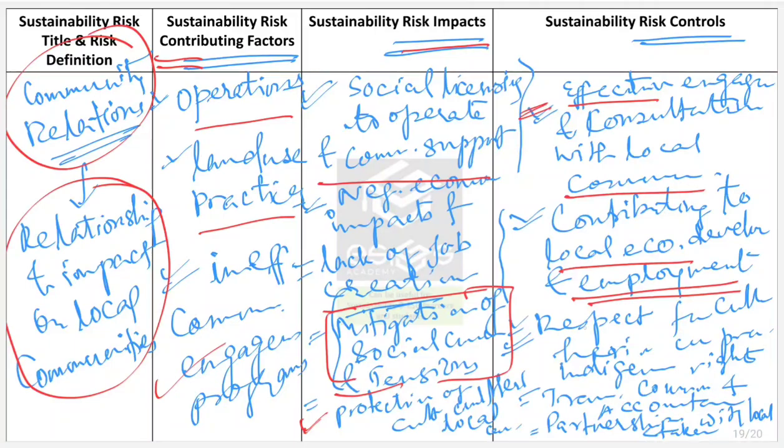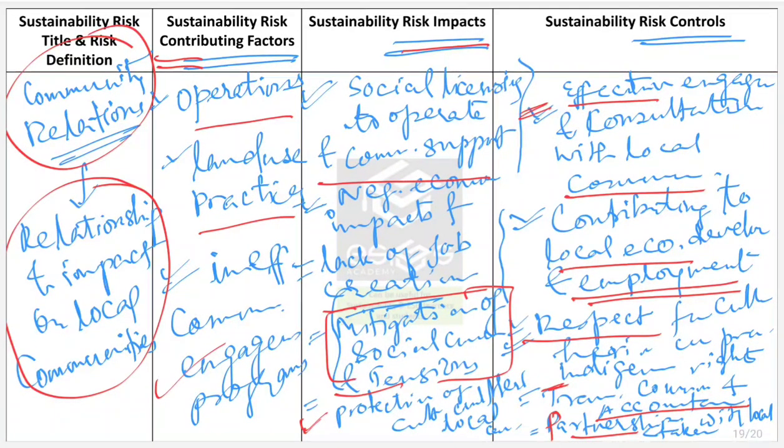Then also the organization should respect cultural heritage and indigenous rights. Then transparency in the communication and also setting the accountability for the responsible people. Then partnerships with the local organizations and stakeholders.